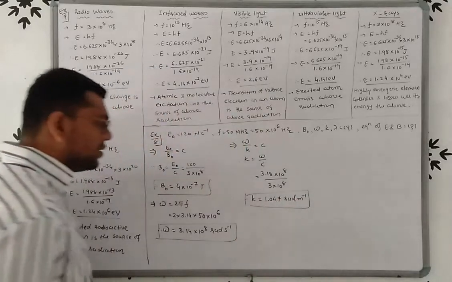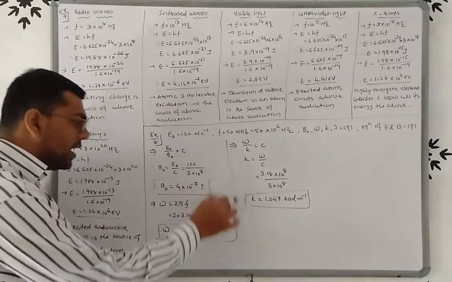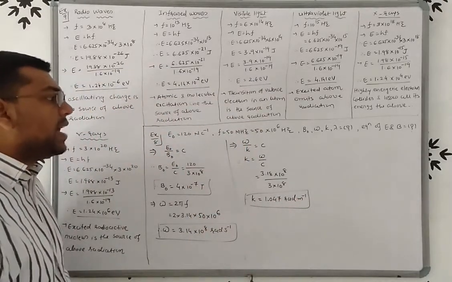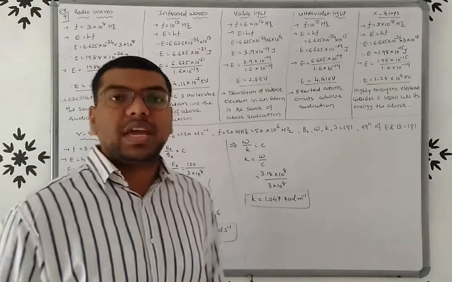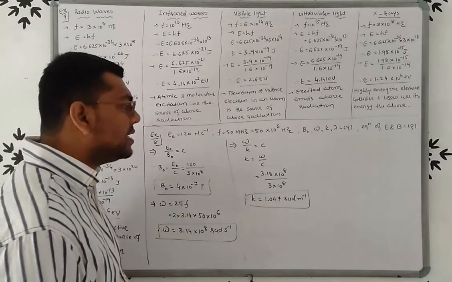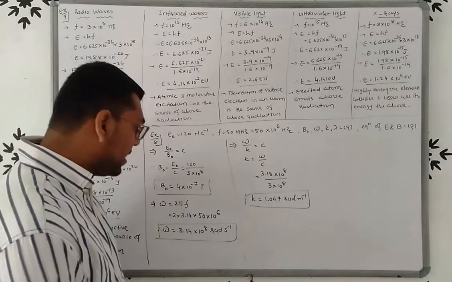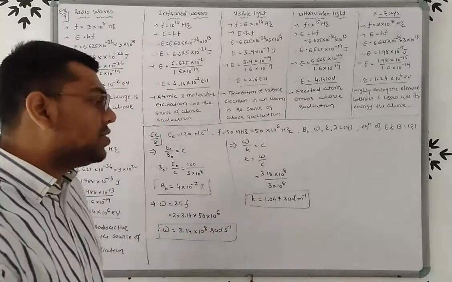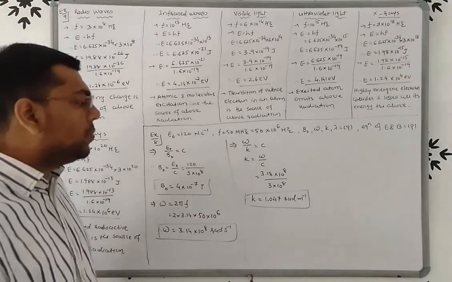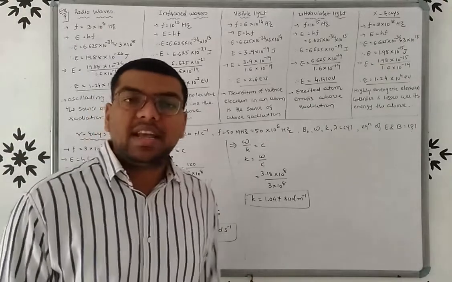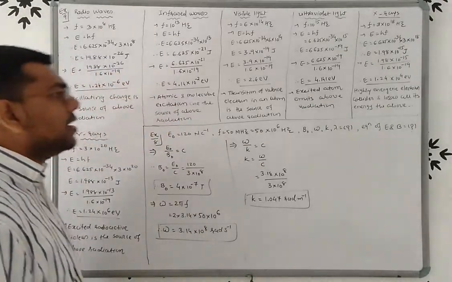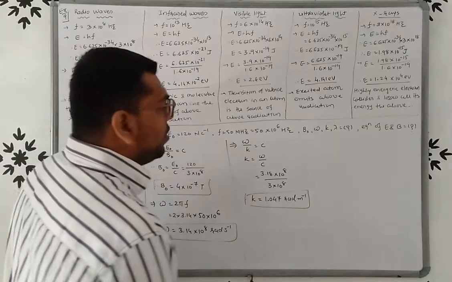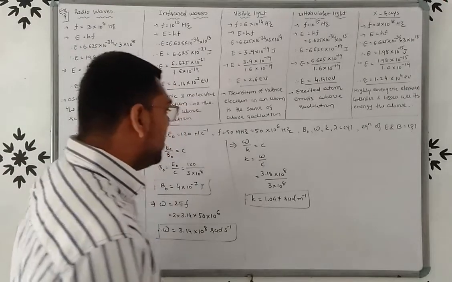So this is about K. We know that omega by K equals C, so K equals omega by C. We know the value of omega, 3.14 into 10 raised to 8, and C is 3 into 10 raised to 8. So we get K as 1.047 radian per meter.